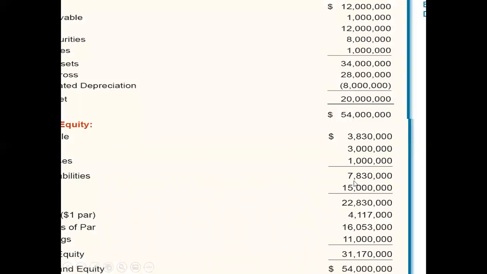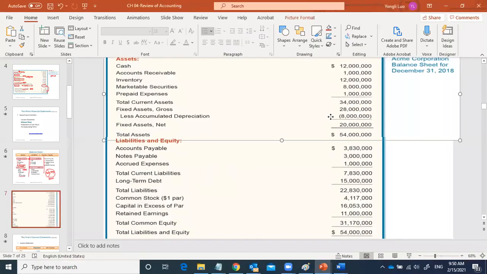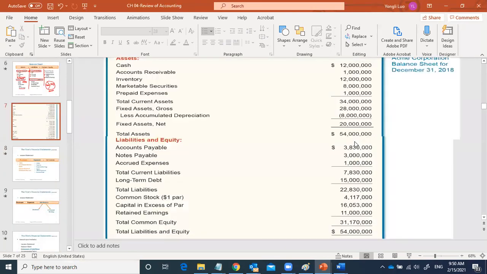Let me show the picture. This picture shows your total asset of 54 million, and then you add up your total liability and total common equity. The two numbers you added up are also 54 million. So this is 54 million, and this is 54 million. You have to make it balanced, exactly the same.